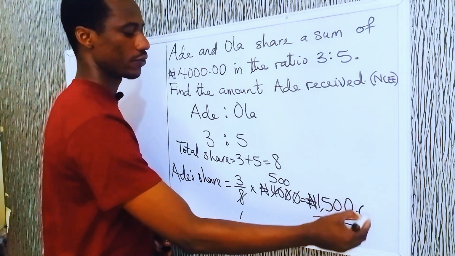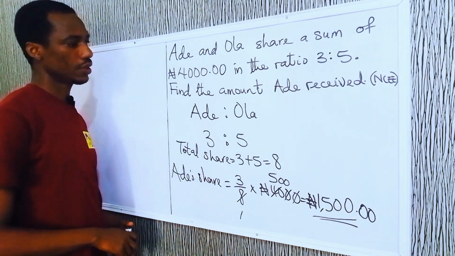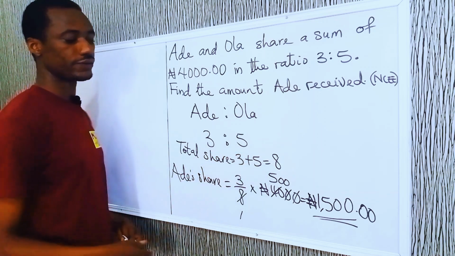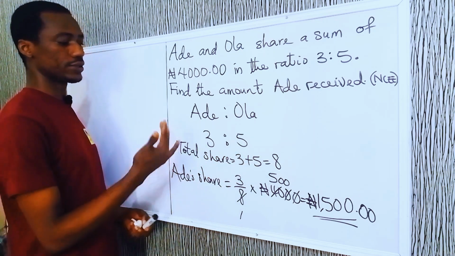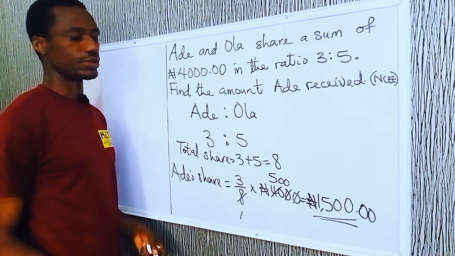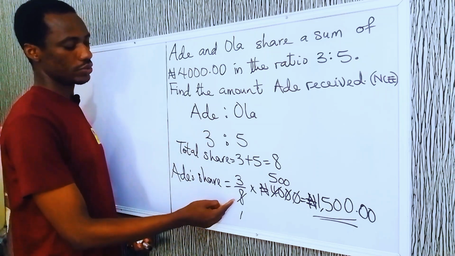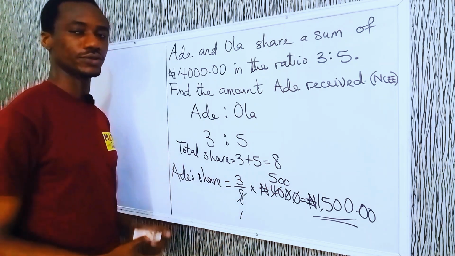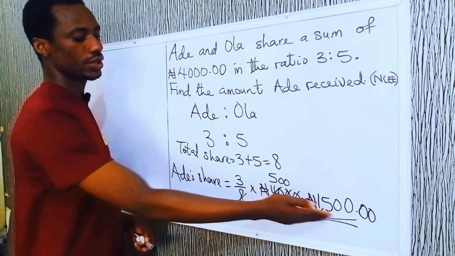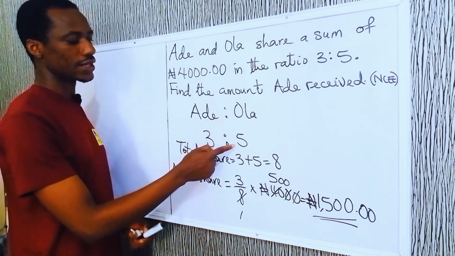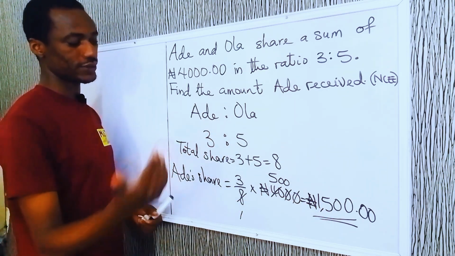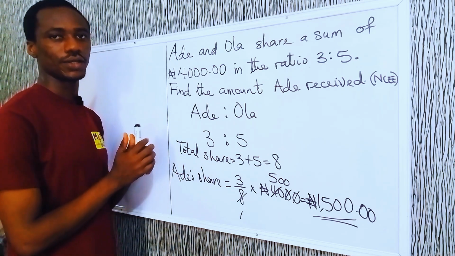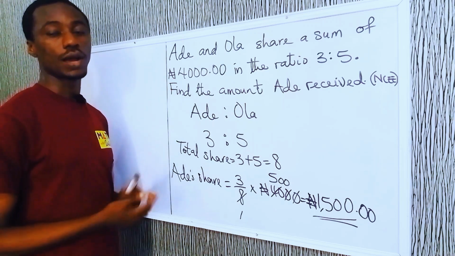1,500 naira for Ade. So what did we do? We found the total share by adding the two parts of the ratios, and we have 8. So that means the total money was divided into 8 places where Ade took 3. So now we divided the total money into 8 places, and that's 500, and then 500 in 3 places was what Ade took, 1,500. And Ola has 500 in 5 places, so Ola has 2,500. And by the time you add these two quantities together, you come back to the total amount shared.